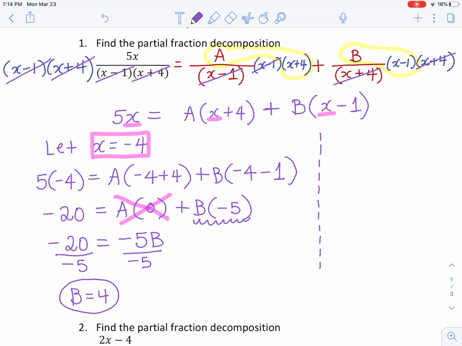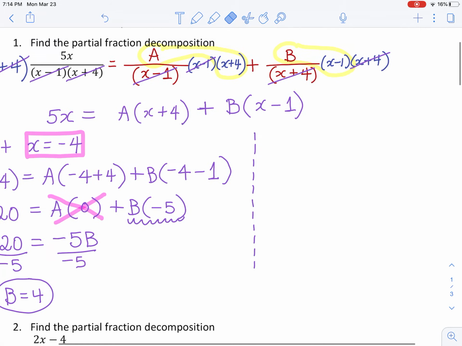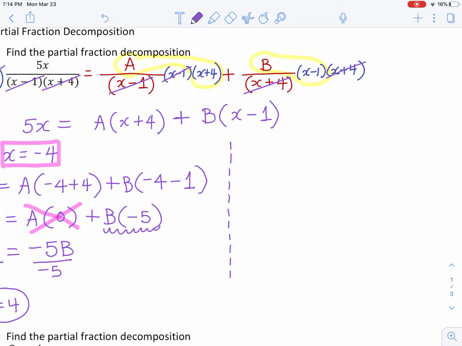We're going to find the A value in a very similar way, but we're going to have to pick a different x value. Now, x equals -4 was the 0 of this factor. Let me delete these pink highlights. What should I plug in this time so that B gets canceled out? This time, let x equals +1, and we'll see why.